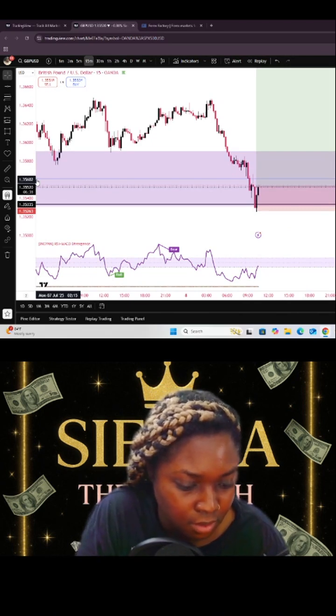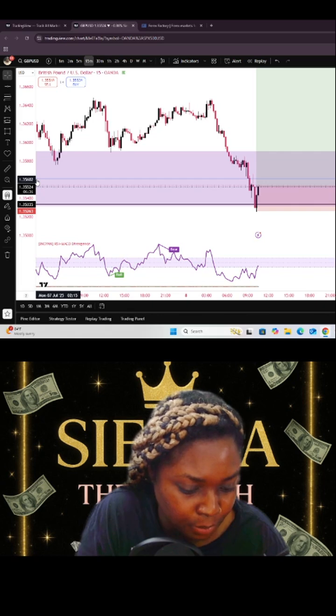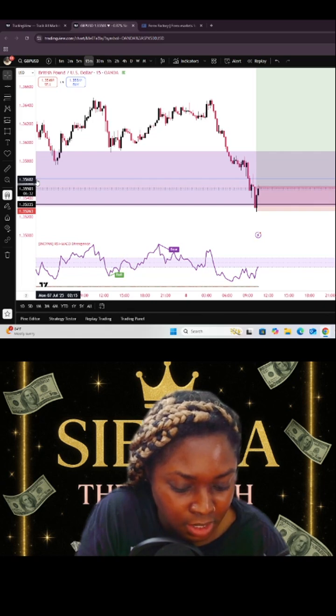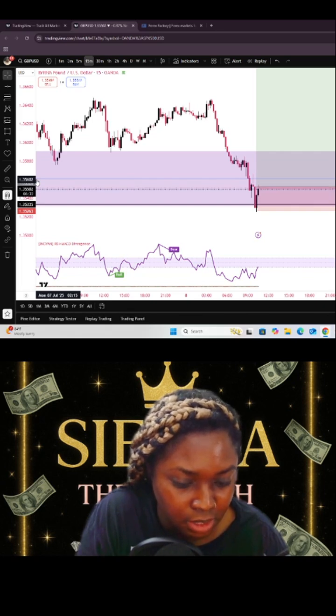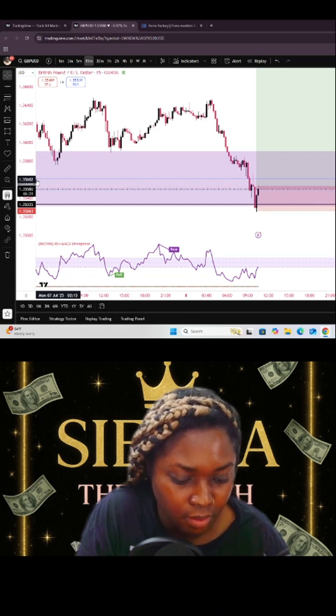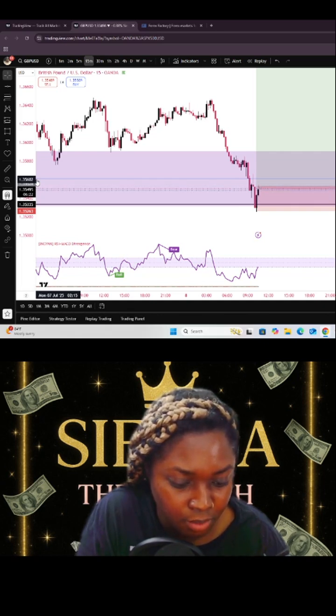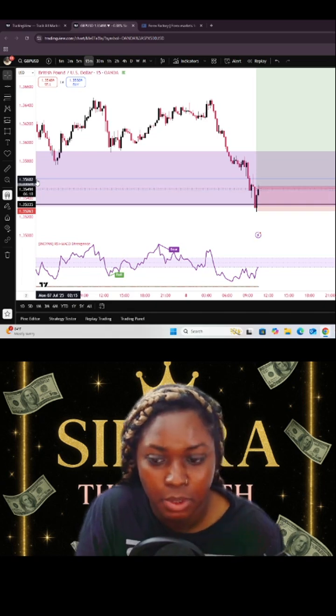Let's see. All right, so you should be in GBP NZD buy and GBP USD buy. GBP NZD is in profit, and GU should be following behind shortly. GBP NZD looks like it's probably gonna give us TP today.